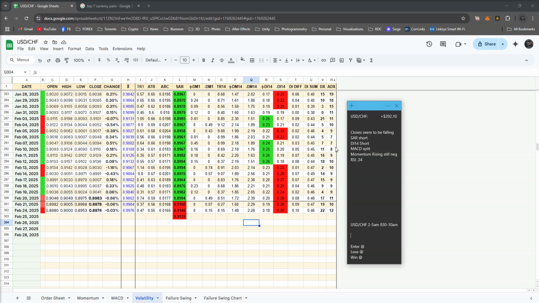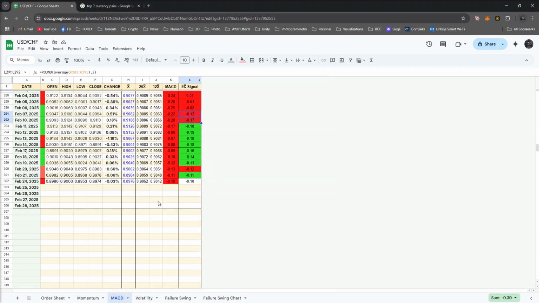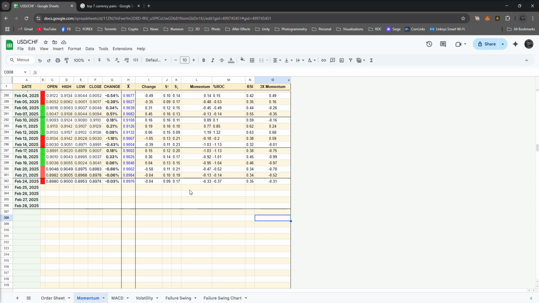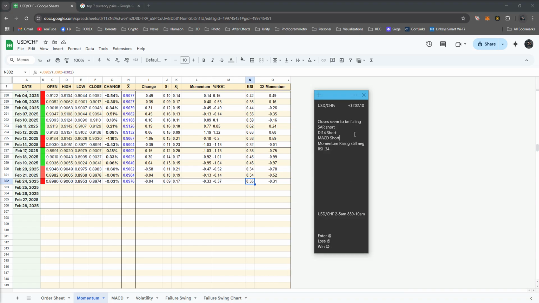So SAR is short. That's what this is. DI 14 short, whichever column you have here. It's currently red, so it's favoring a short. Let's look at the MACD. Your 26-day moving average is down. Looks like our MACD is right on the verge of being a double confirm, so I'm going to say short. MACD short. It's telling us to short. Let's look at the momentum. The RSI is pretty low at 0.35, so that's indicating to me again that this should be a short.